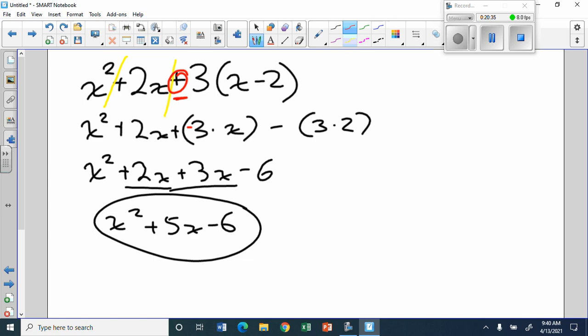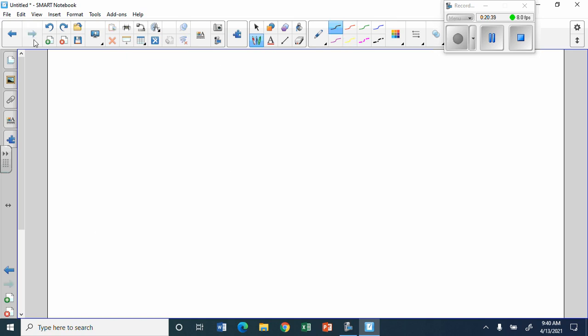Yeah, this would have been a negative 3, this would have been a negative 3. That's what it would be. Okay, so now that you've seen that, guess which one you get? You get the exact same problem. X squared plus 2x minus 3 times x minus 2. See if you can do that one.